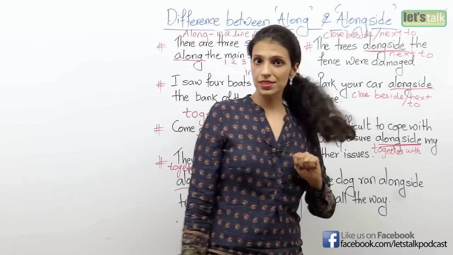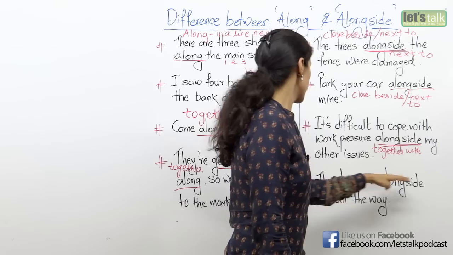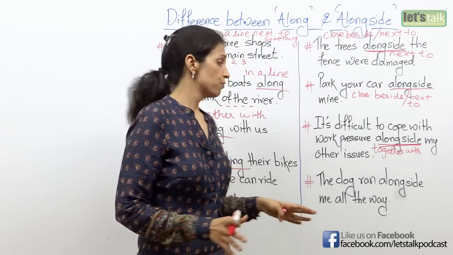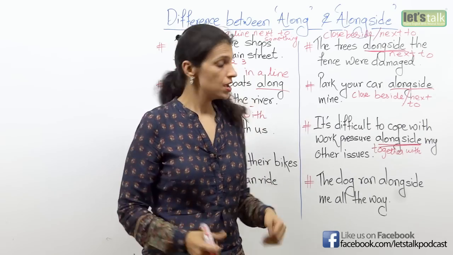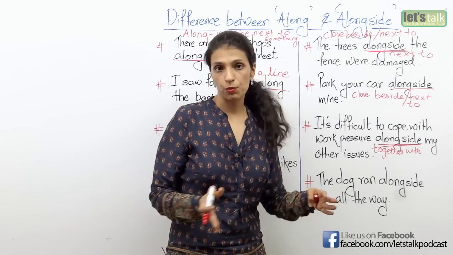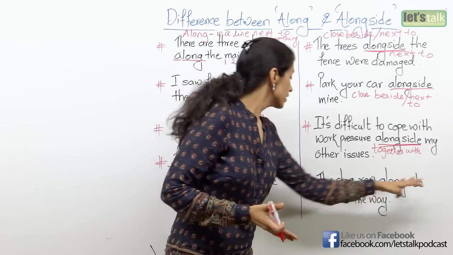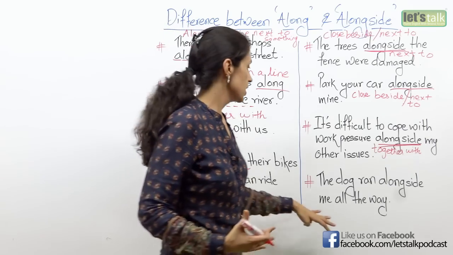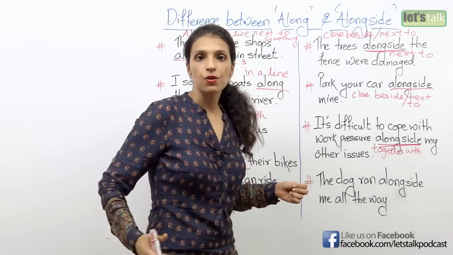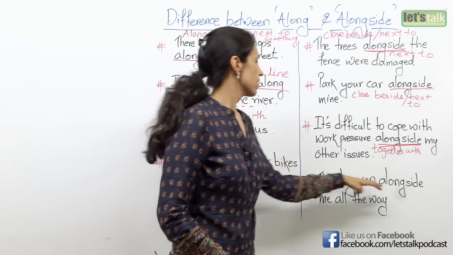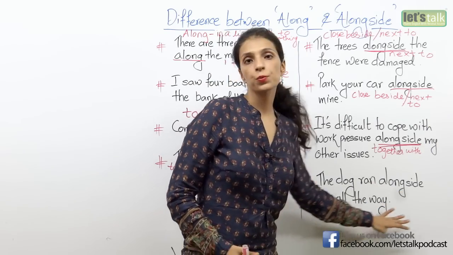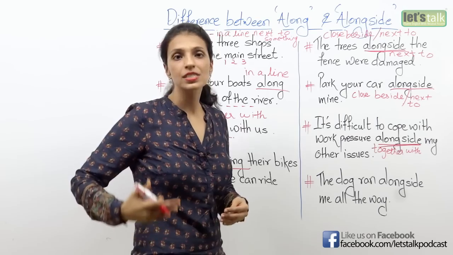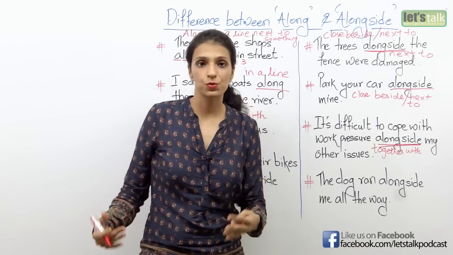Okay, and my last example. The dog ran alongside me all the way. Now imagine I wake up every morning to go for a jog. Okay, I try to, and when I'm jogging, I take my dog for a walk. But well, he ran alongside me. That means next to me. It can mean together with me. So I'm running and I have my dog right next to me running. So he ran alongside me all the way. So if I ran for say 2 kilometers, that's what he did. Alongside me, next to me or together with me.